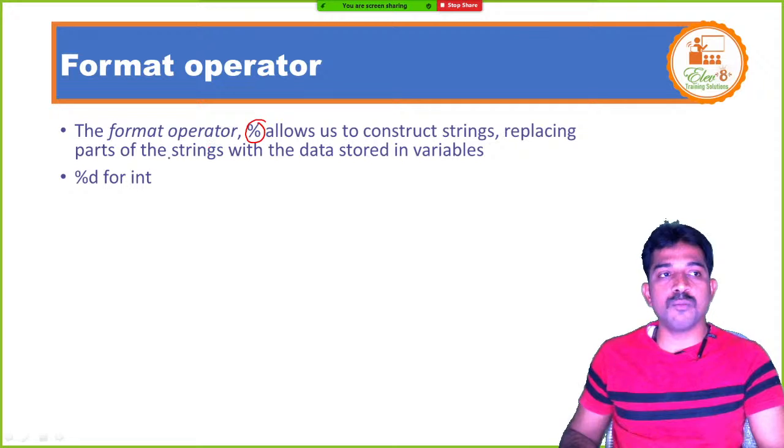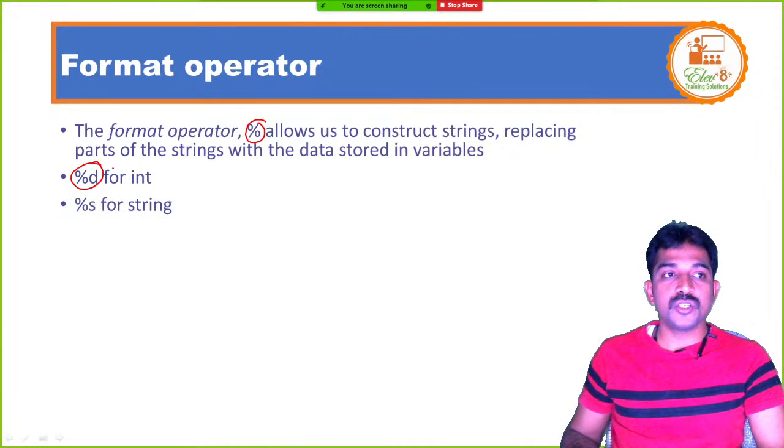Please remember, if you don't know the C language: if you want to handle integers, use %d. If you want to handle strings, you should use %s. If you want a float, you just use %f. Please remember these three format specifiers. By using these format specifiers, we are going to handle the data.